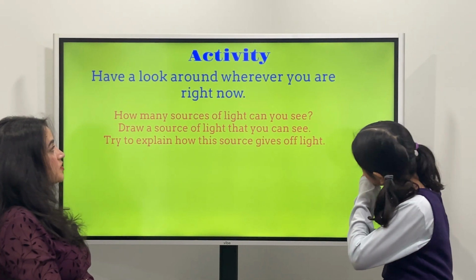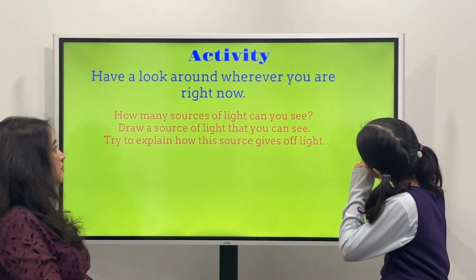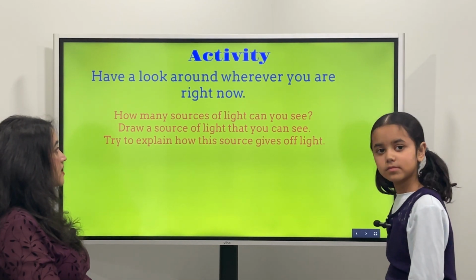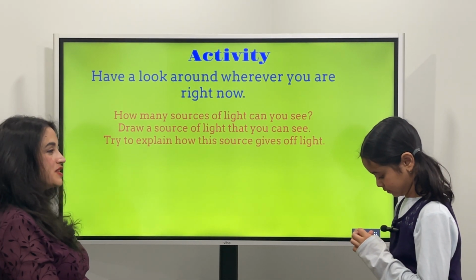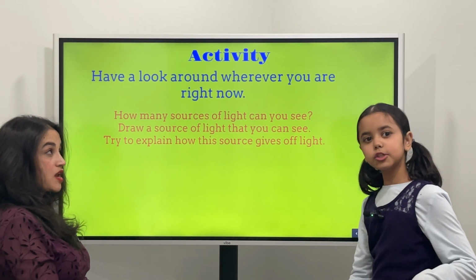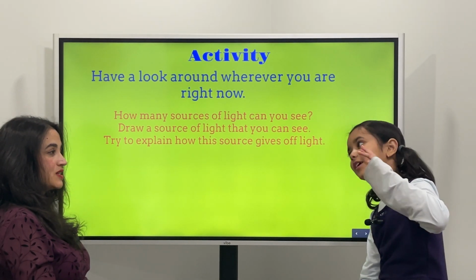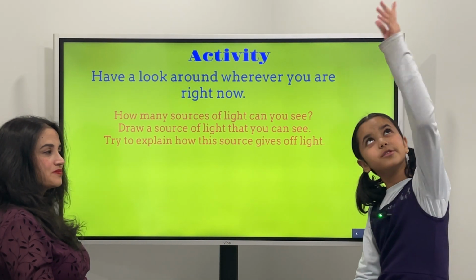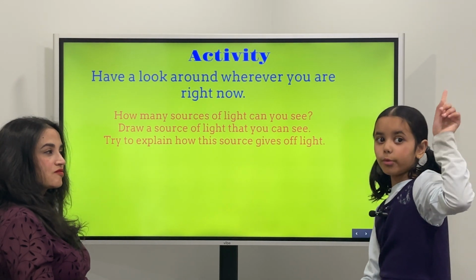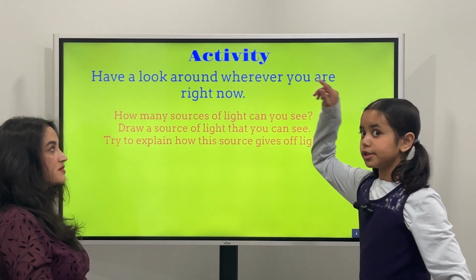So have a look around wherever you are right now. Tell us how many sources of light you can see. Lena, right now we are in the room. There are actually 4 lights, but only 1 for the whole thing. So 1, light bulbs.